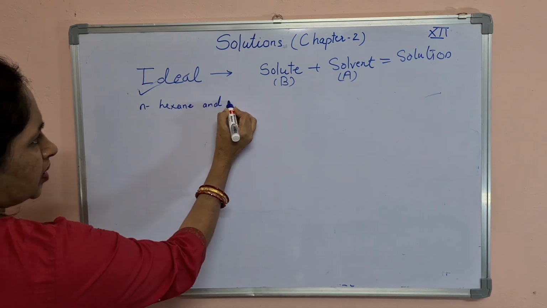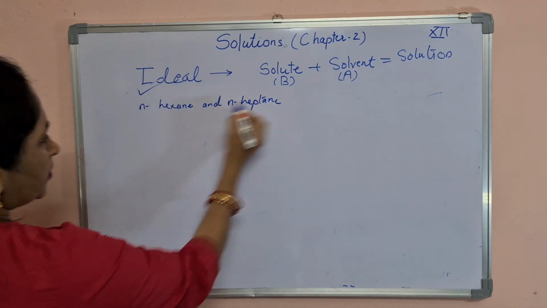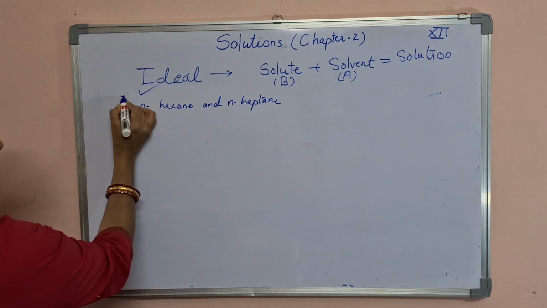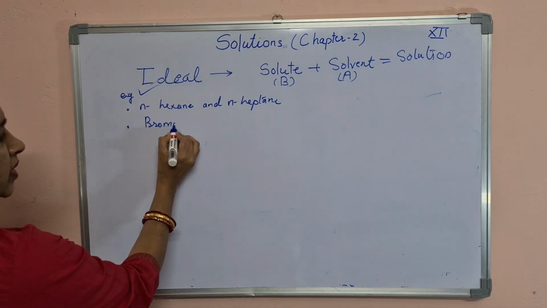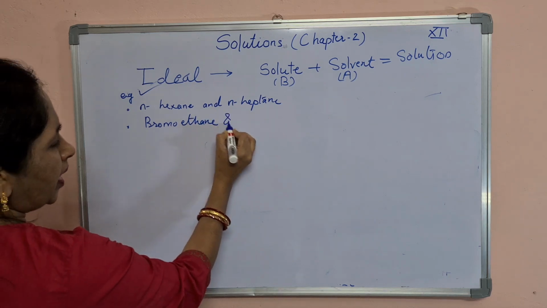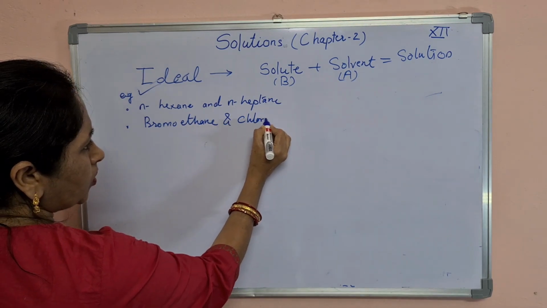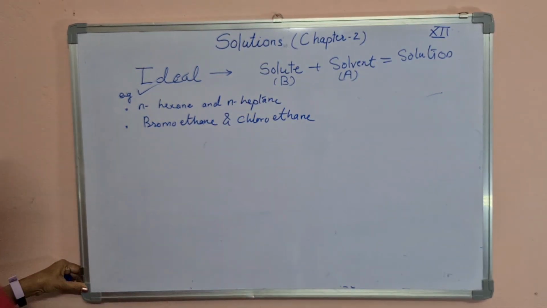and N-heptane. Second example, bromoethane and chloroethane. These are the two examples.